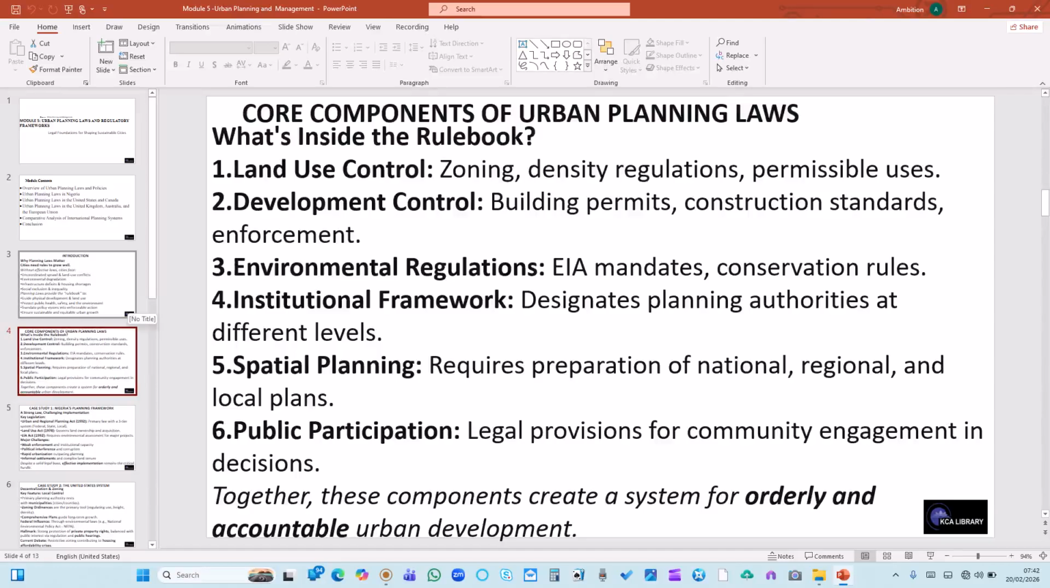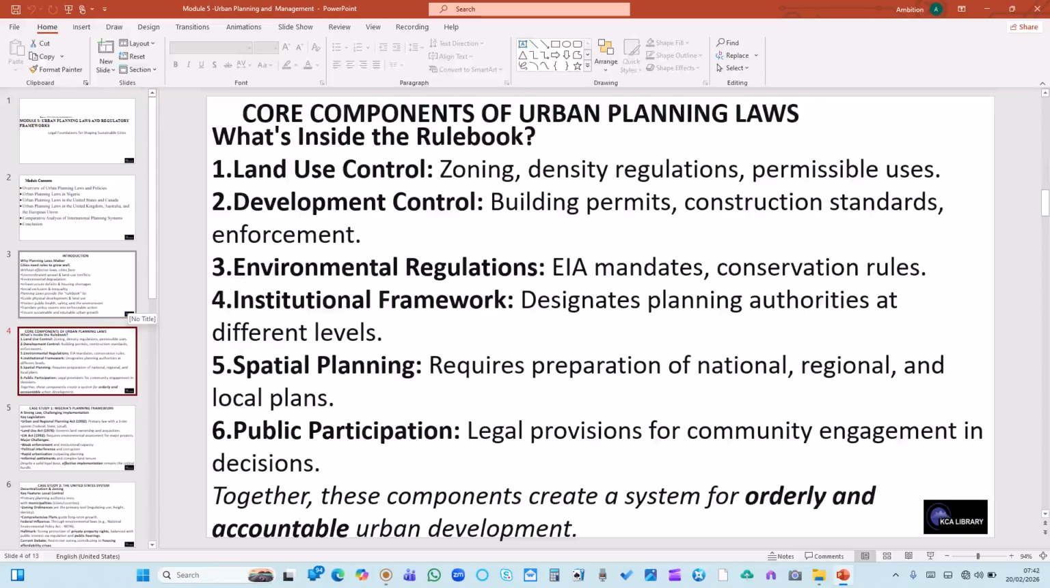Having known that, let us look at the core components of urban planning law. That is what is inside the rule book. Urban planning law comprises the following. 1. Land use control, which involves zoning, density regulation, and permissible use of land. Number 2, development control, which involves building permit, construction standard, and enforcement.